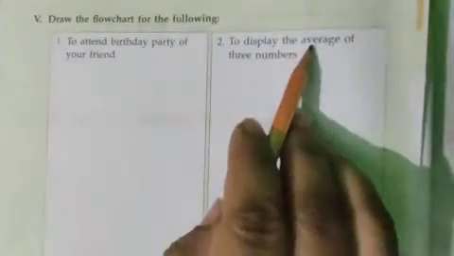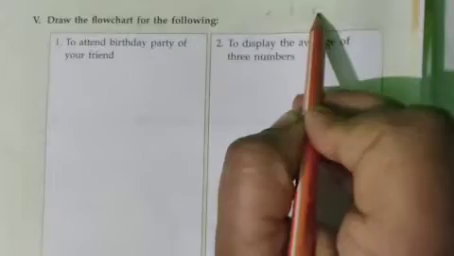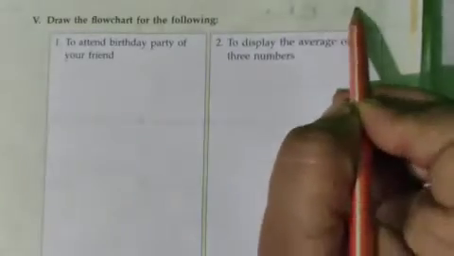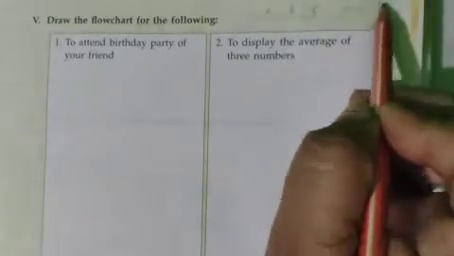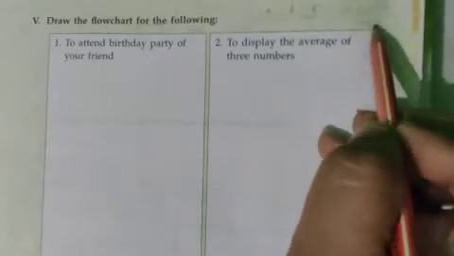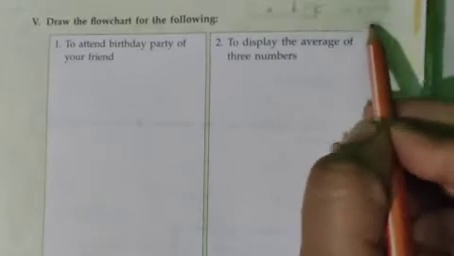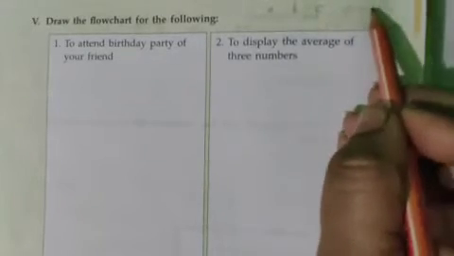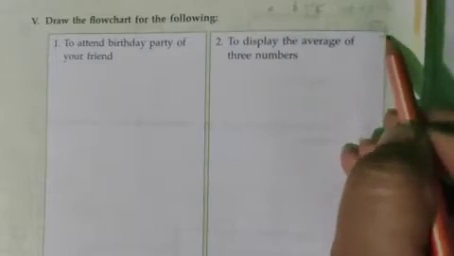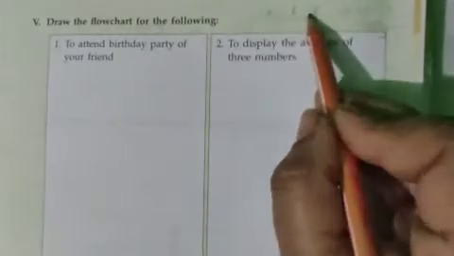Children, what is the average? First, you have to take the 3 numbers. Suppose A, B, C are the 3 numbers. Then you have to add them: A plus B plus C. After adding, you will get the sum. Now, if you want the average of 3 numbers, you have to divide their sum by 3. If we are taking the average of 2 numbers, then we have to divide the sum by 2.